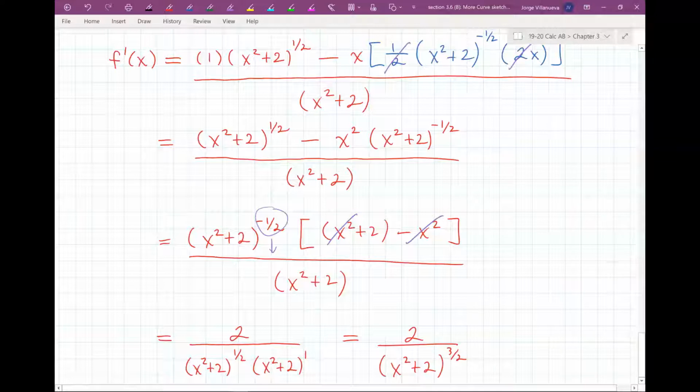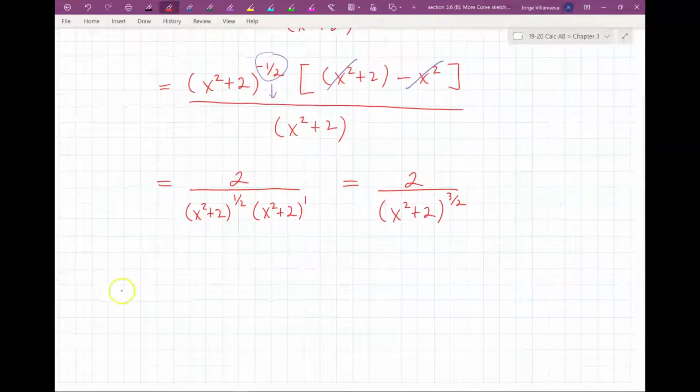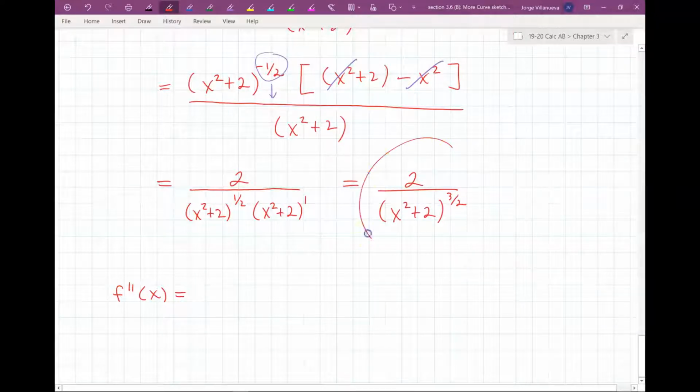All right, so then let's take our second derivative. So f double prime of x. Now we're going to take the second derivative of this thing right here, okay? So what's the derivative of 2? 0. So that's nice because it's going to eliminate one of these terms here.